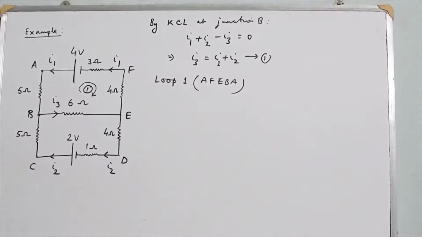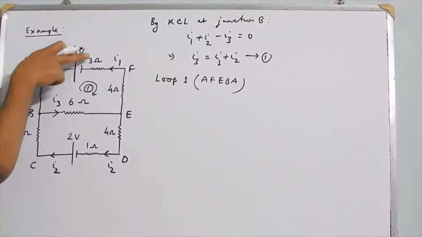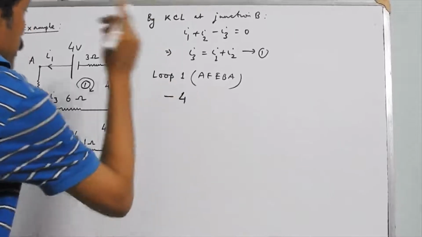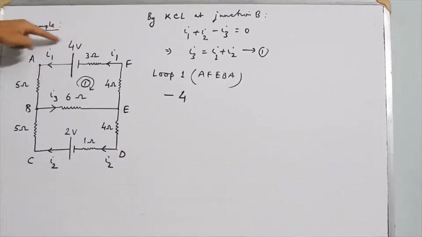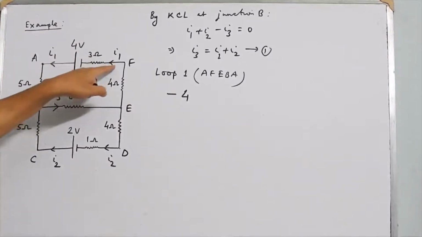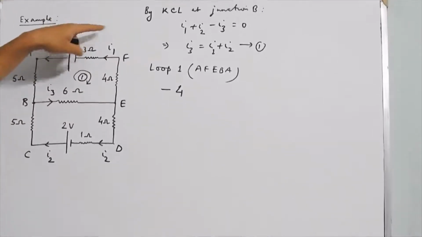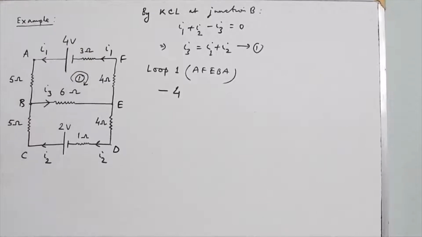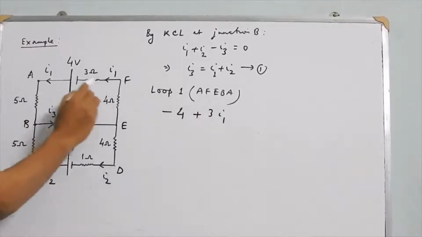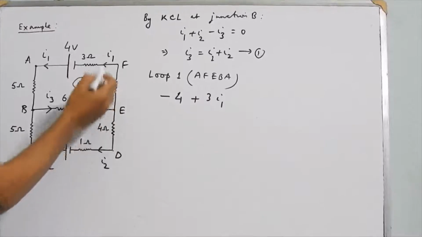What happens if we move in the clockwise manner? Now I am moving in this direction, so I am moving from plus to minus of the battery. That means there is a decrease in potential, so this should be taken as minus 4. Plus to minus, the potential decreases in this direction, it is minus 4. Now you see that current I1 moves in the opposite direction and I am moving in this direction. So definitely current into resistance, this potential difference should be taken as positive. So this will be 3I1. In this direction we are moving opposite to the direction of current. So again 4I1 will be positive.